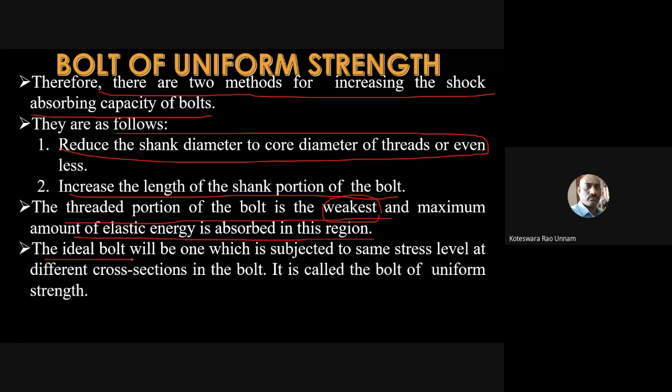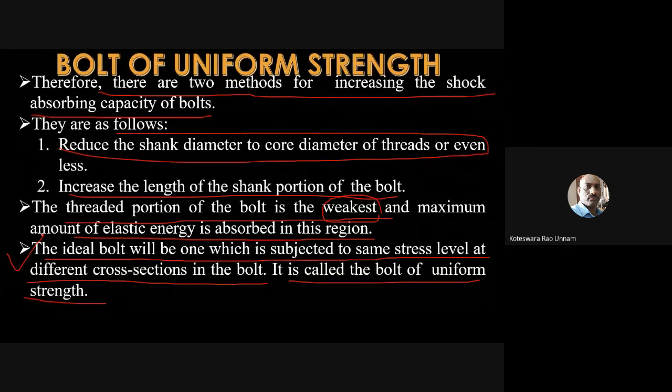The ideal bolt will be one which is subjected to the same stress level at different cross sections in the bolt. It is called a bolt of uniform strength. So this is the definition for a bolt of uniform strength. What is the meaning of a bolt of uniform strength? In a bolt, if you take different cross sections, and at all the different sections the stress level is the same, that means the magnitude of stress is the same, then we'll call it a bolt of uniform strength.